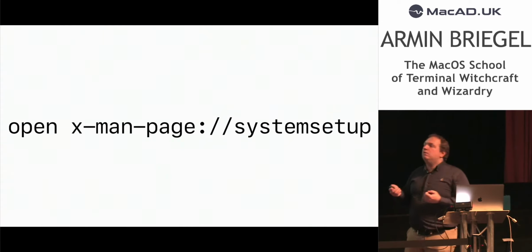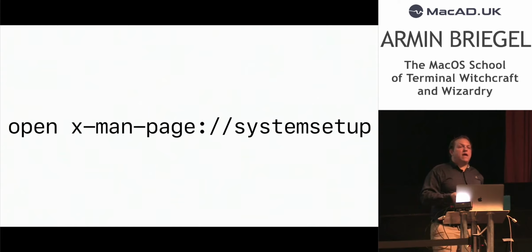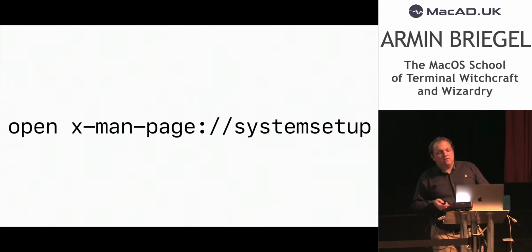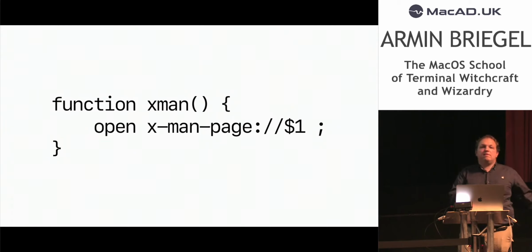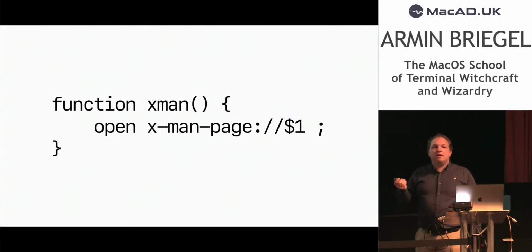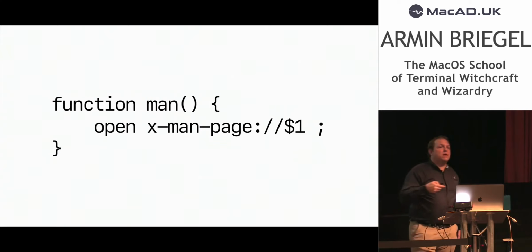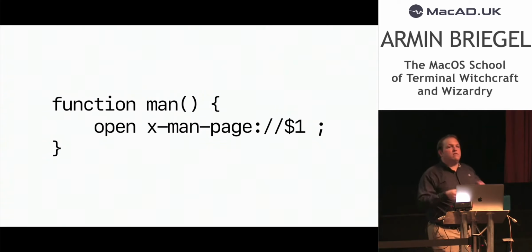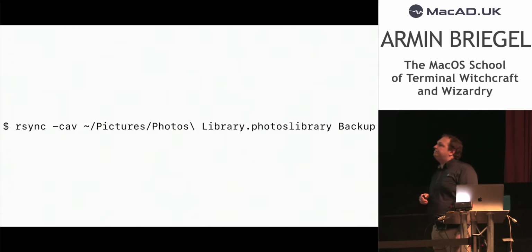There is a URL for the yellow man pages. It's x-man-page. And because typing x-man-page is tedious and boring, again, this is something that goes into my bash profile. And I use xman as the command for this. But if you want to, you can just override the existing man command. And then every time you type man, this will open the yellow window instead of taking over your current session.